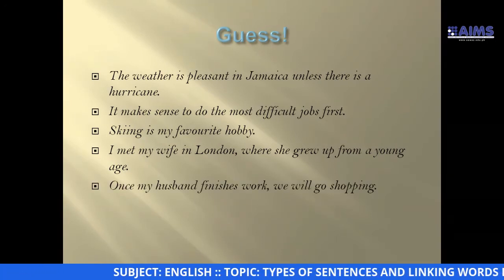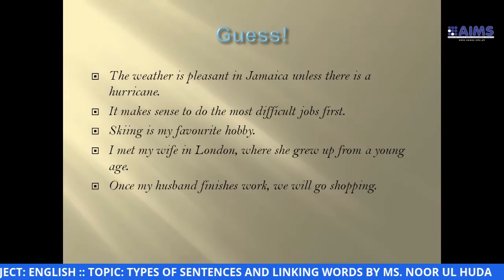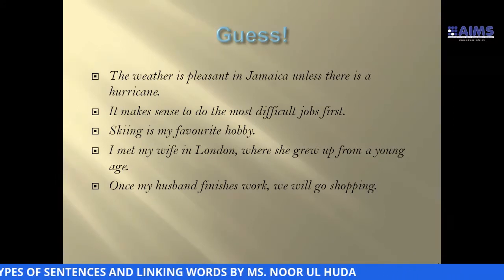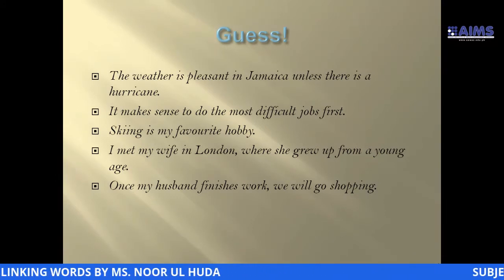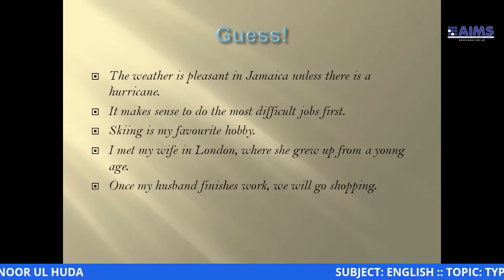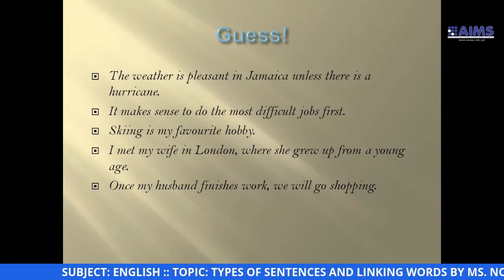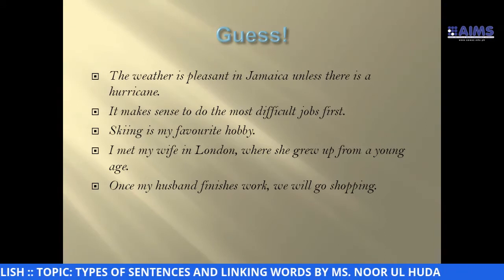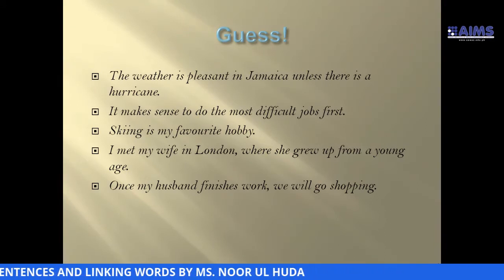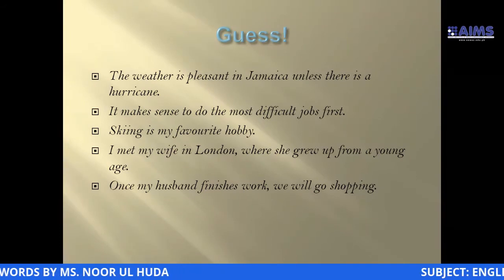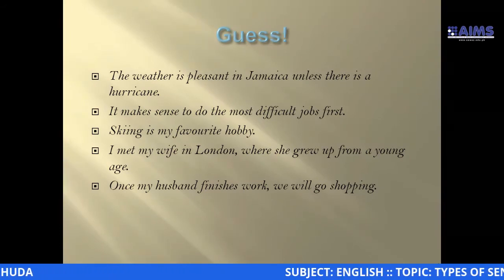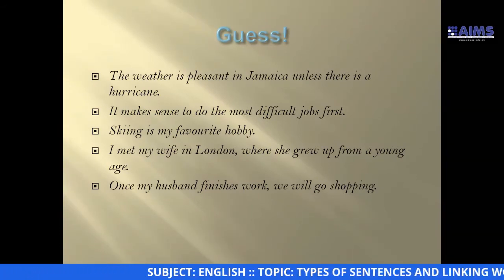Once my husband finishes work, we will go shopping. Now, what is the sentence? Yes, it's a complex sentence. Why is it so? Because by putting "once" here, I'm giving a condition that when one thing is done, then the other thing happens. So the other thing is actually dependent on the first one.